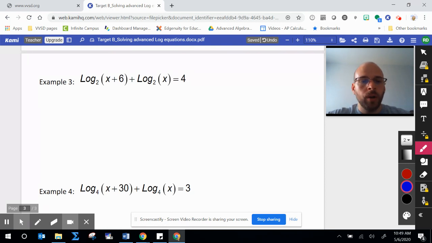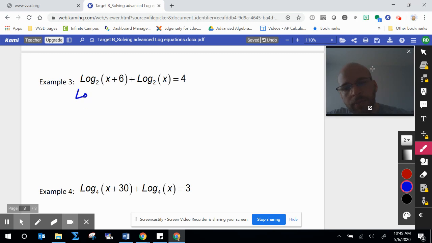So example 3 and 4. So again, I have 2 logs. Those 2 logs are being added together. So we want to start by condensing it. Now, you have to be very careful.